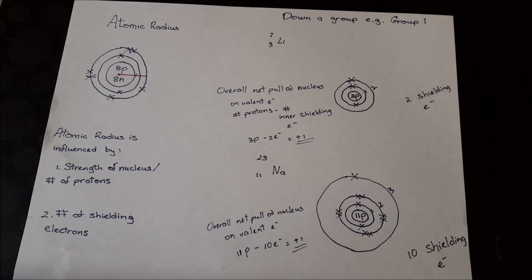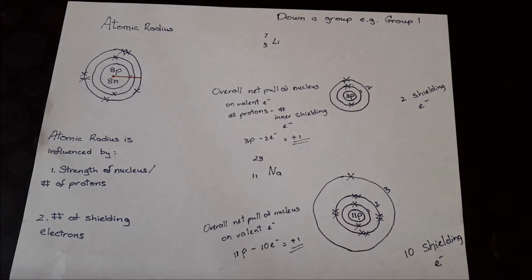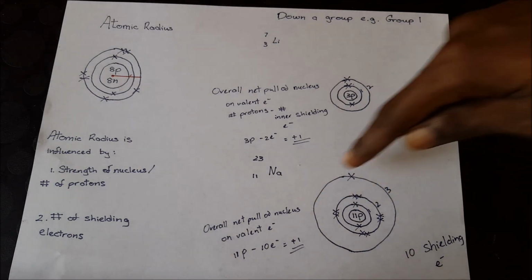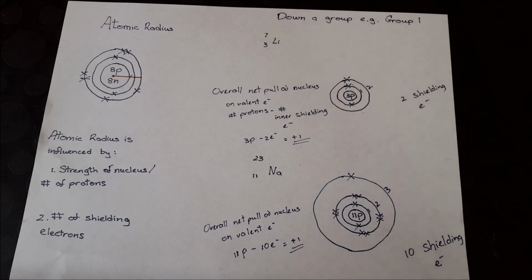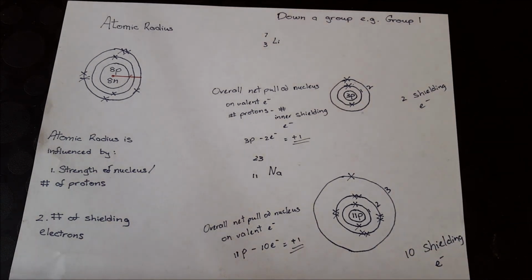Now, that +1 has to go through more inner shielding electrons as you go down the group. And it's the same +1 for all the atoms of group 1 elements. So therefore, the more shielding electrons that you actually put in, the less pull these valence electrons are going to feel, and therefore they can be a little bit further from the nucleus as you go down the group.